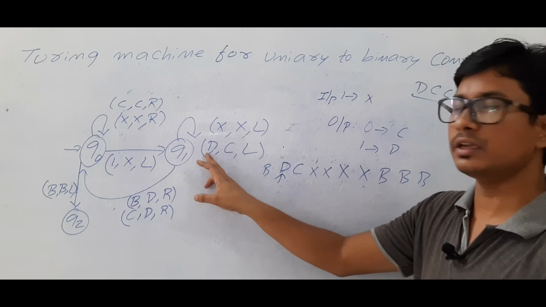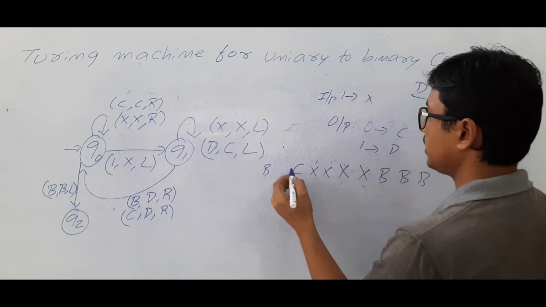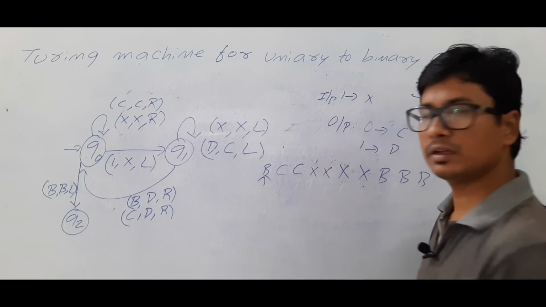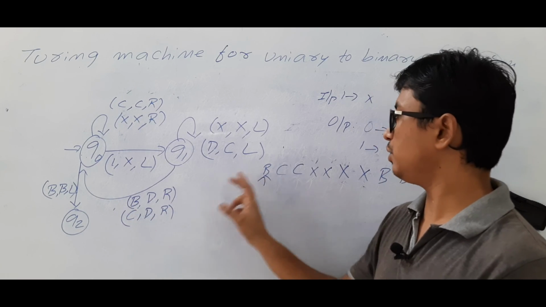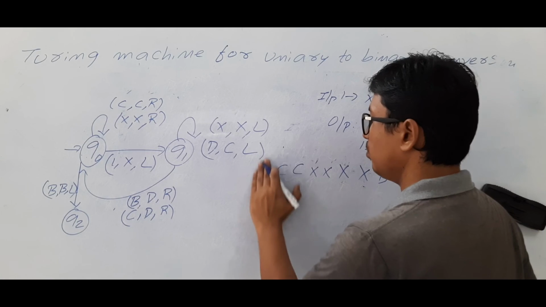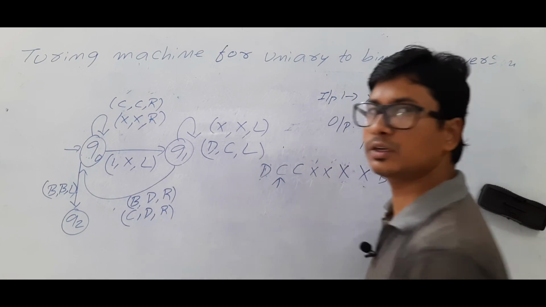Again you got a D. Modify it as a C and move to the left. Okay? Move to the left means you are here. And you are in the state Q1. Q1 on B, you got a blank input, and you modify it as a D, move to the right. Right means you will go here and you reach the state Q0.